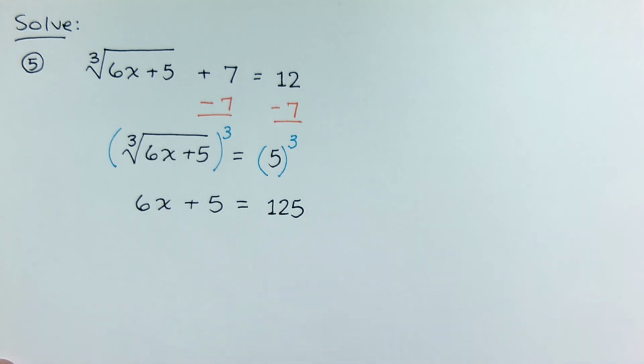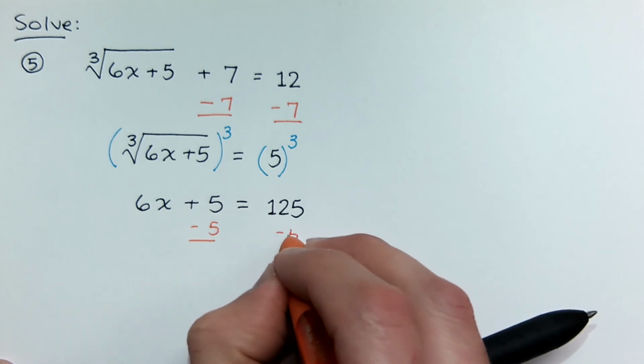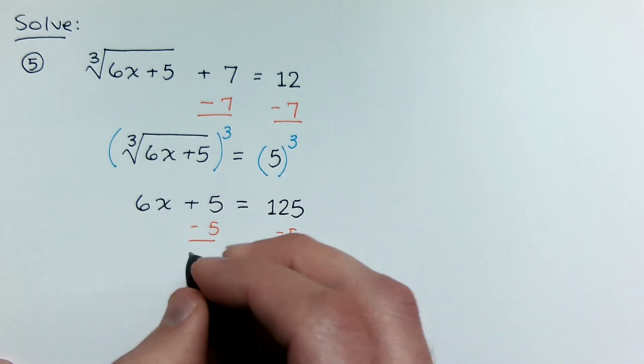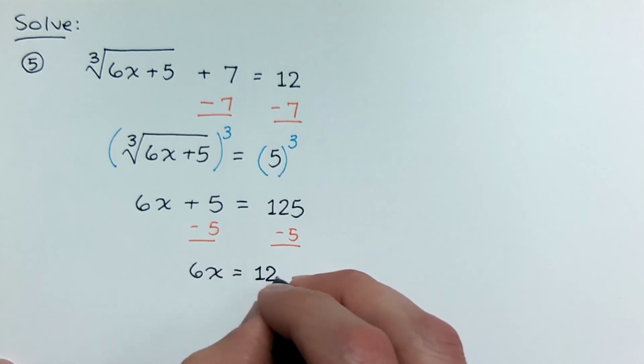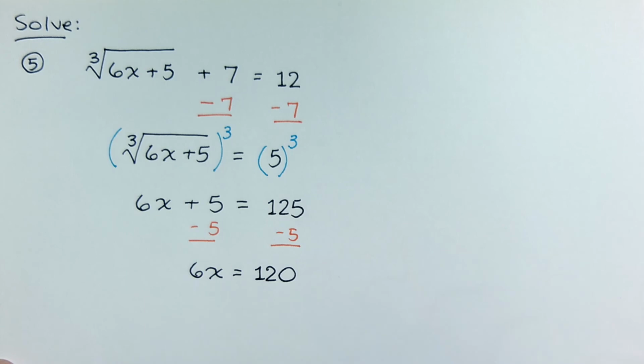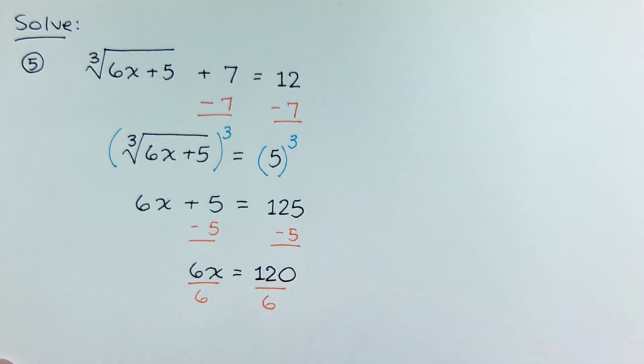So go through the process to get x by itself. Subtract 5. Subtract 5 on both sides, so 6x equals 120. And finally, we divide both sides of the equation by 6. So x equals 20.